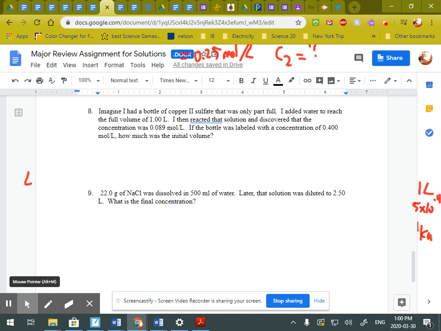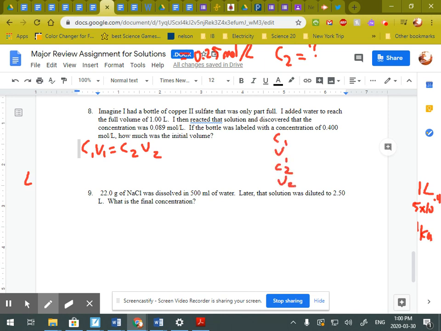All right, so we've got blah, blah, blah. How much was the initial volume? So it looks like we have a final volume and we have a final concentration. It looks like we have initial concentration. So this is a dilution problem. C1V1 is equal to C2V2. Okay? Remember, concentration of the first system is always the bigger number if compared, because diluting it, you've added water, making the concentration smaller.